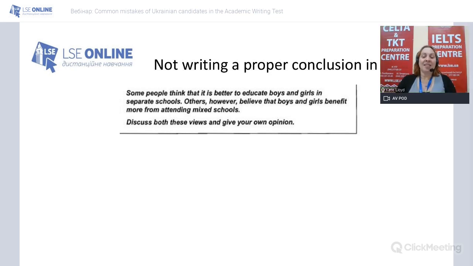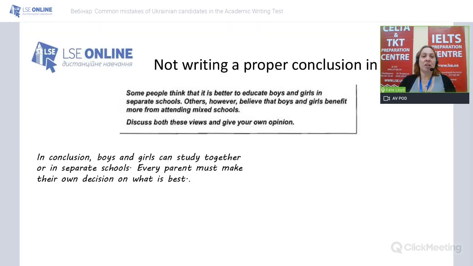And when students get this task, they answer the question, they talk about the advantages and disadvantages of single-sex schools and mixed-sex schools, but this is the conclusion that they write. Boys and girls can study together or in separate schools. Every parent must make their own decision on what is best. Yes, of course, this is true. But you didn't give your own opinion. That's not your opinion.